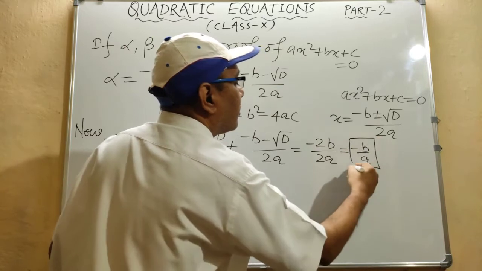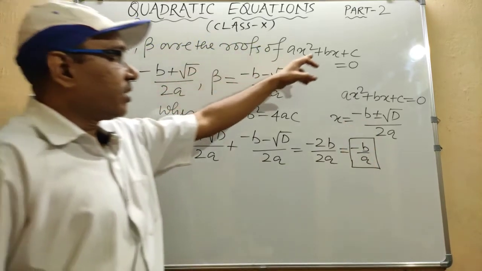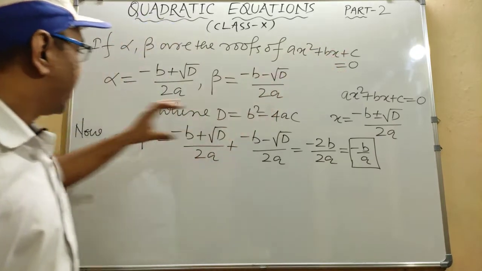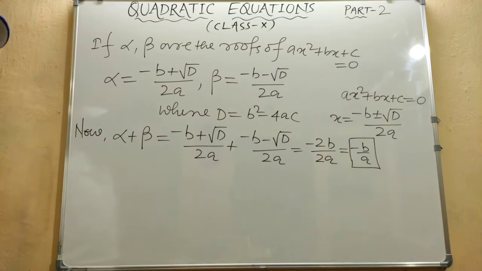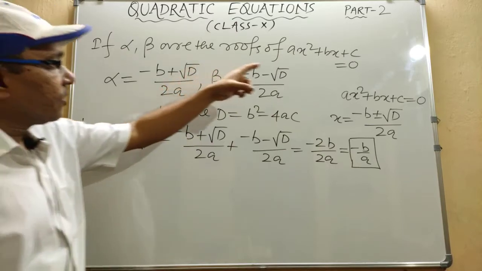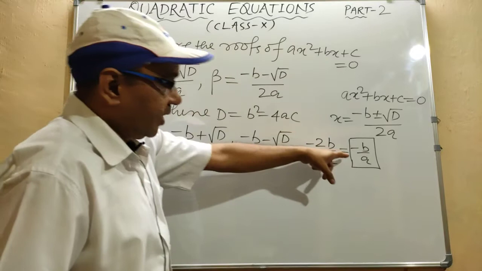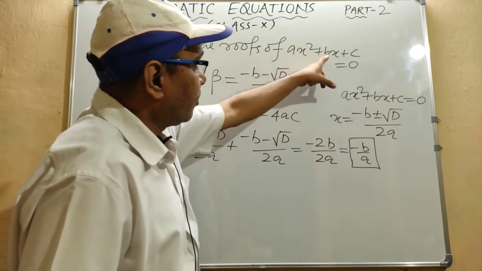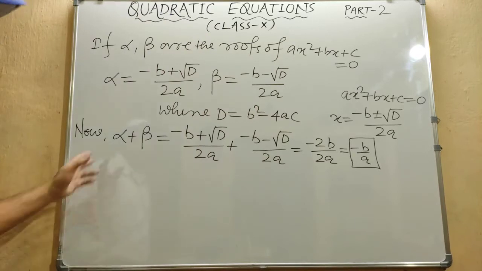So you must remember this. For the quadratic equation ax square plus bx plus c, the sum of roots is minus b by a. You have to remember this, and you can remember it this way: sum of roots is minus coefficient of x by coefficient of x square, or minus coefficient of the second term by coefficient of the first term. So this is the sum of roots.